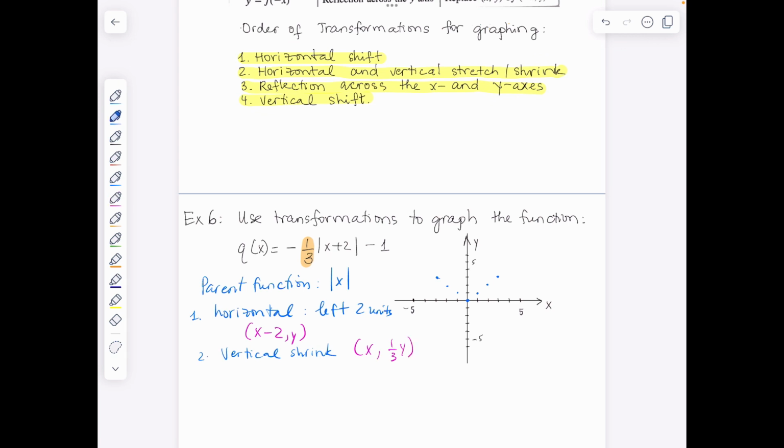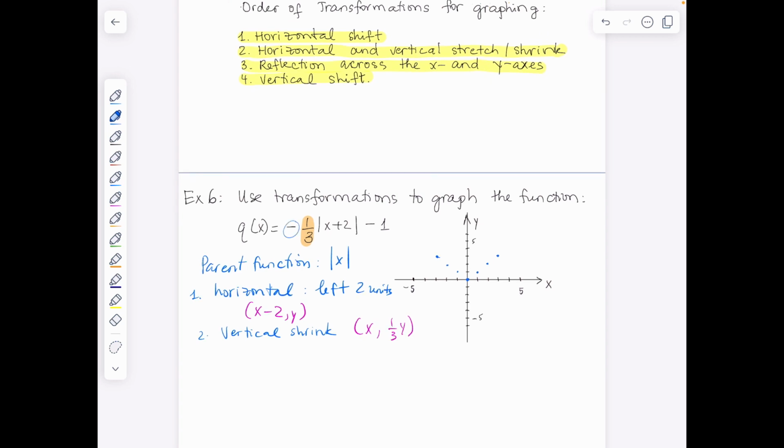Next, we have reflection across the x and y axes. I see that there's a negative sign in front, on the outside of the absolute value function. So that indicates that there is a reflection across the x-axis. So reflect across the x-axis. And in that case, we will keep the x coordinate the same, and then we will apply a negative to the y coordinate.